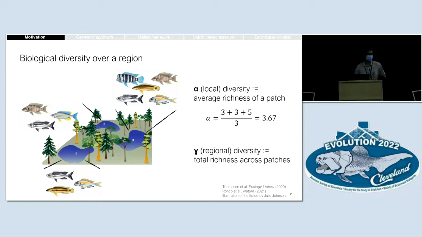Another way to look at the diversity is if we zoom really far out, blurring all the differences between the patches, and we simply look at how many species they have in this whole region, which is also known as gamma diversity. If we are good fish biologists, we should be able to tell there are 6 different fish species there.